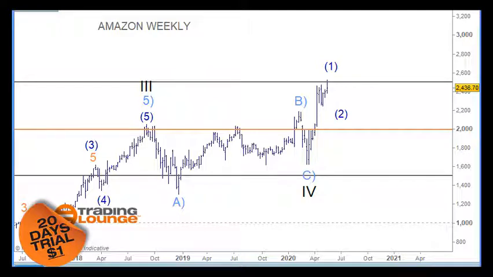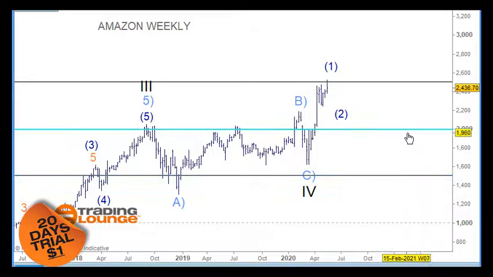Today on the 26th of May, we're going to cover Apple, Facebook and Amazon. Starting with Amazon, we're looking at wave 3 on the weekly chart, an A and a B and a C wave here for wave 4. And then we're looking for 5 waves up here for wave 1 and then pulling back for wave 2.